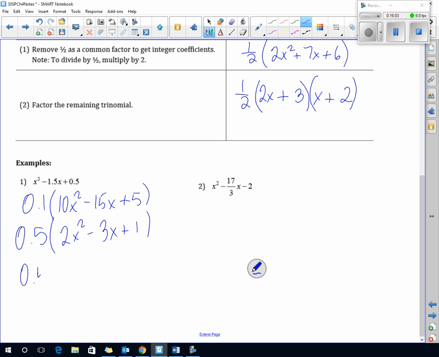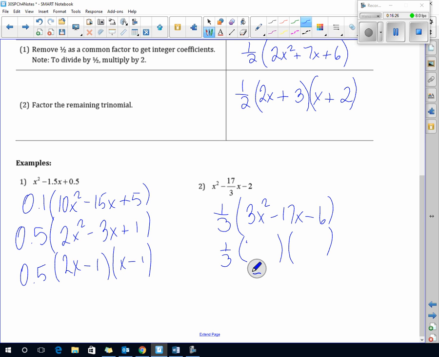I'm taking out a 1/3, so I'm multiplying by 3x squared minus 17x minus 6. There's no common factors to take out of this. 17 is prime. So 3x and x. And then you got to play around with factors of 6. So I'm thinking it's 6 and 1, right? So then I'd have to get a minus 18 plus 1x to get that. Is that what you got? All right. Are we done? We are done.